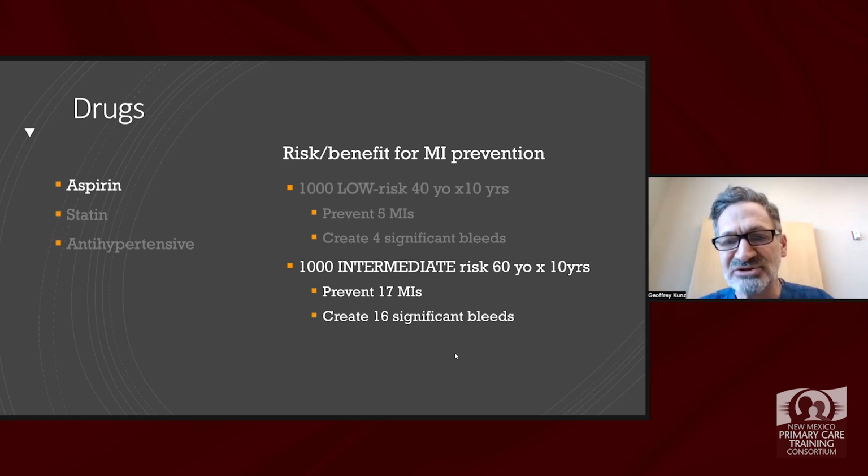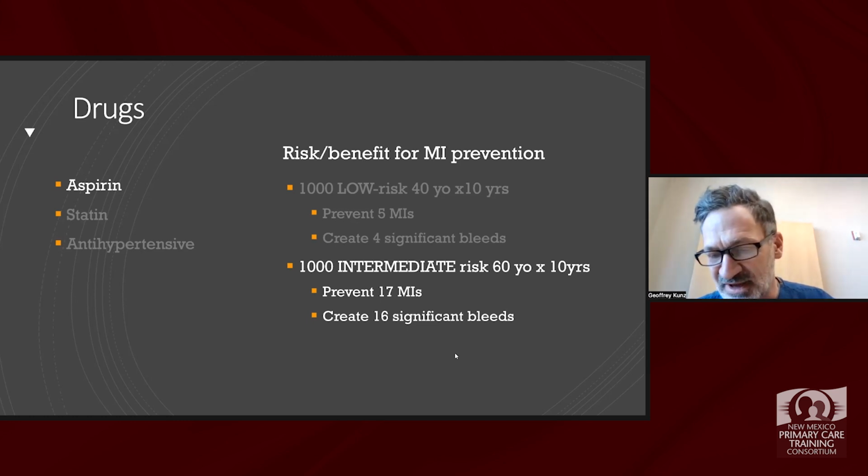If you change that group to intermediate risk and make them a little bit older, so 60-year-olds treated for 10 years, you're going to prevent more heart attacks. You'll prevent 17 MIs, but a proportional increase in significant bleeding. And this is across most age groups, at least less than 70. We're going to talk about older folks in a second here. But the higher the risk of a cardiovascular event, the higher risk of bleeding that you would get when you take aspirin.